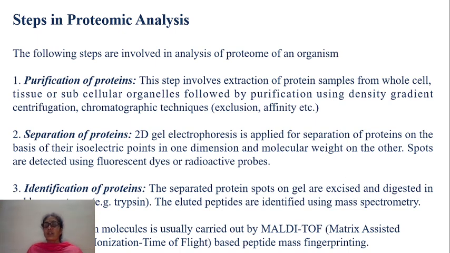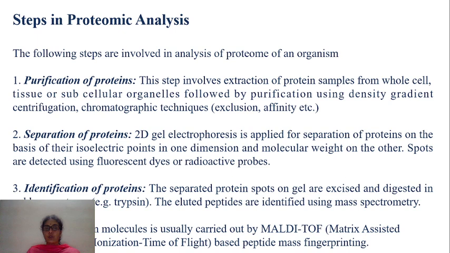It is applied for the separation of proteins on the basis of their isoelectric point in one dimension and molecular weight in the other dimension. The spots obtained by separation of the individual proteins by 2D gel electrophoresis are detected using fluorescent dyes or radioactive probes. After separation of the single individual protein by 2D gel electrophoresis, the next step is identification of the protein. The separated protein spots in a gel are excised and digested in the gel by proteases, that is, protein digestive enzymes, for example trypsin. Eluted peptides are identified using mass spectrometry.